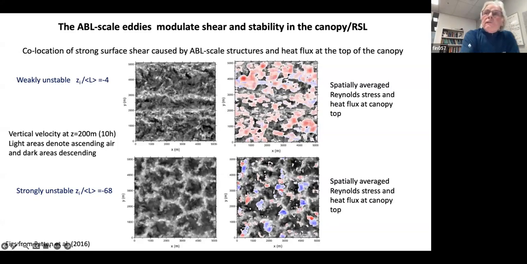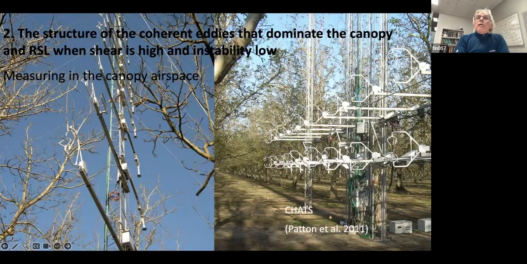And if you look at the heat flux as well, we find that in the weakly unstable strong shear regions, especially average Reynolds stress and the heat flux more or less coincide. But in the strongly unstable regions, the strong heat flux is in the regions of rising air, whereas again, the strong Reynolds stress is in the regions of descending air and strong shear. So we have a good idea now of how these very large scale motions modulate what's happening near the top of the canopy.